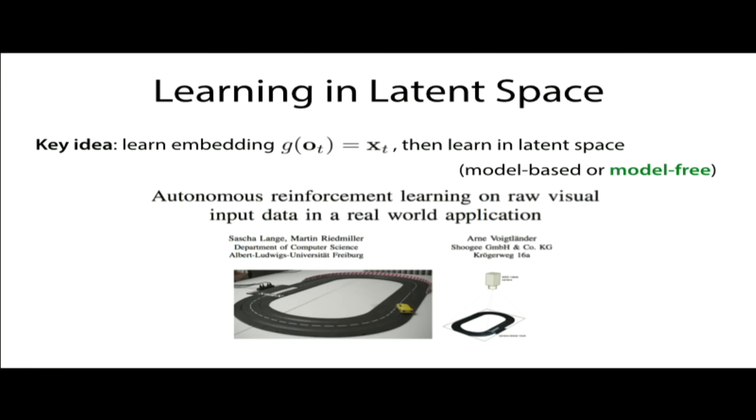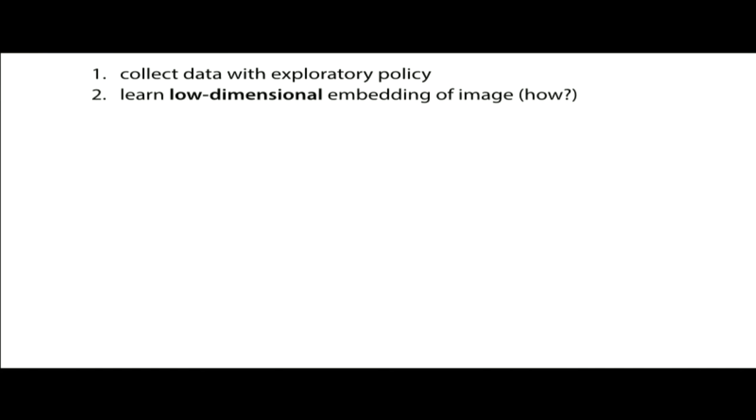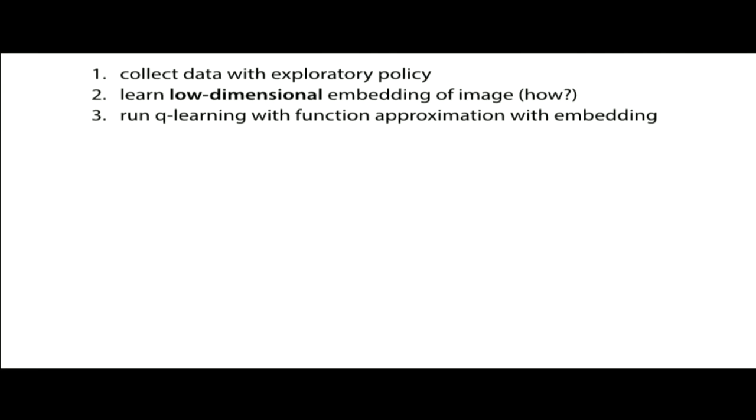And so the true latent state of the system is just 2-dimensional, as I said. And if we had that true low-dimensional state of the system, then we'd learn a lot quicker, as you saw in homework 2. The way this works is they first collected data with an exploration policy, and then learned a low-dimensional embedding of the image using that data. I'll talk about how in a second. And then once they had that low-dimensional latent state, they ran Q-learning, just like you saw in the last lecture with function approximation, using that embedding as the state instead of the raw observations.